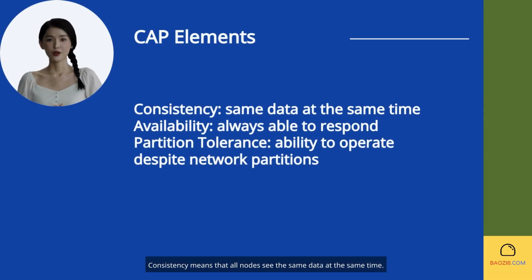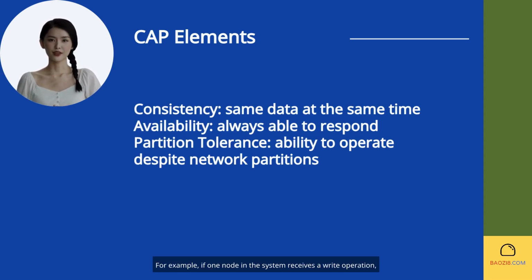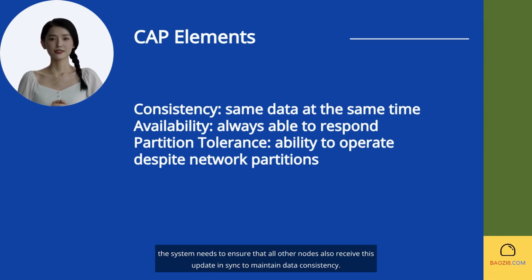Consistency means that all nodes see the same data at the same time. That is, all read operations should retrieve the most recent write data. For example, if one node in the system receives a write operation, the system needs to ensure that all other nodes also receive this update in sync to maintain data consistency.